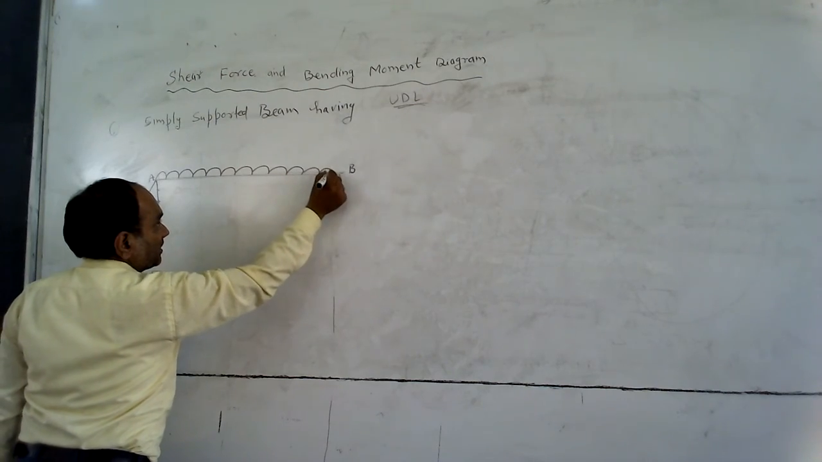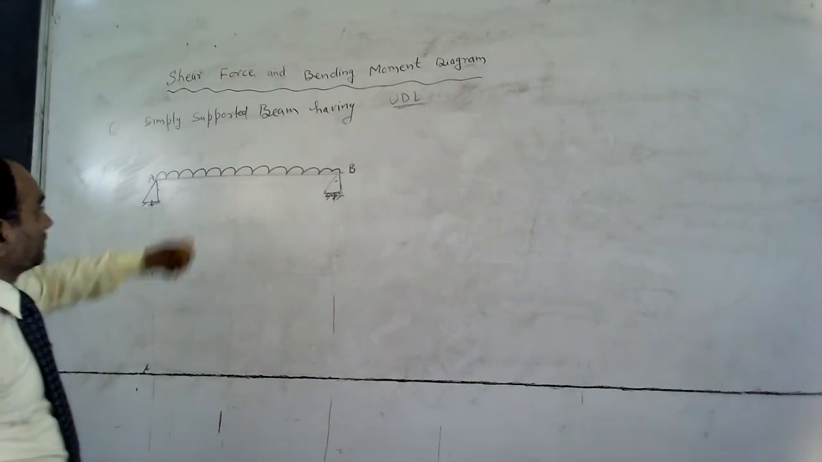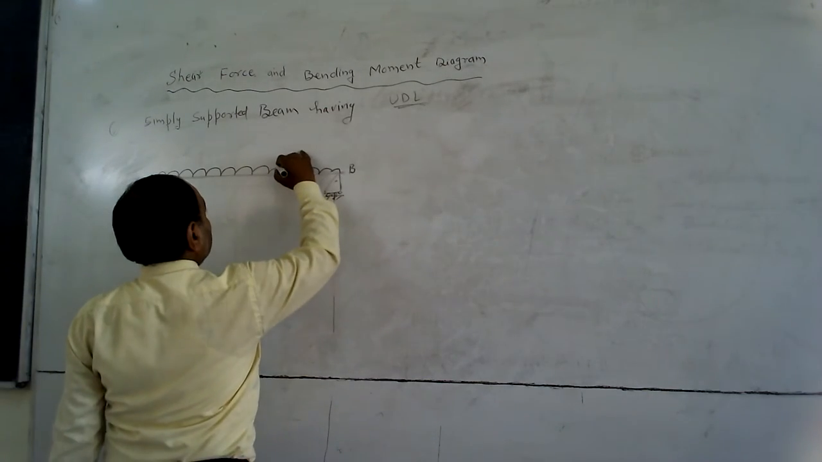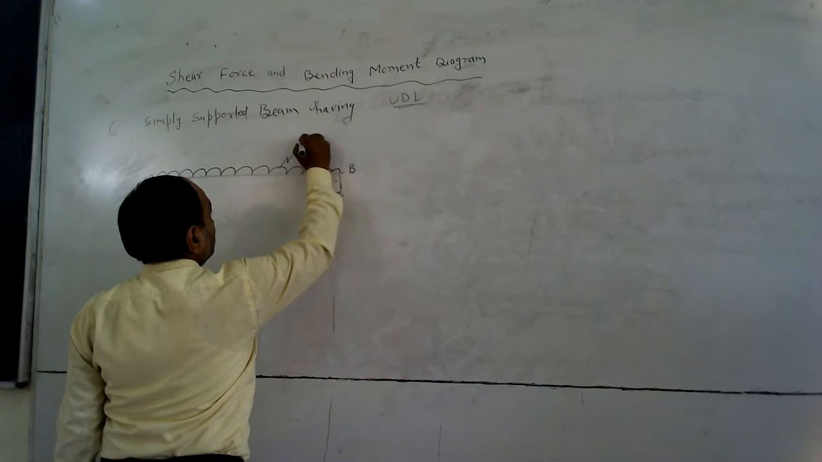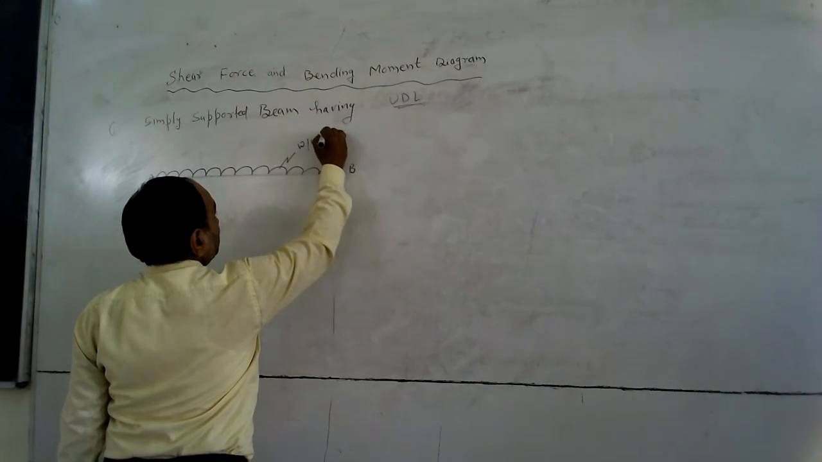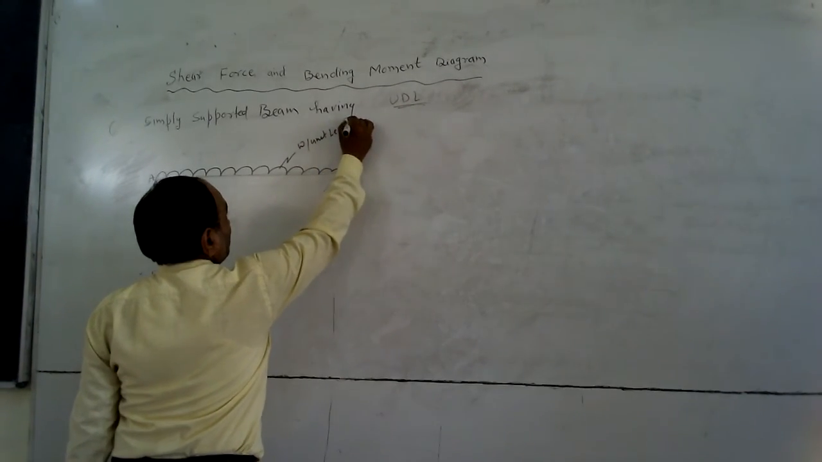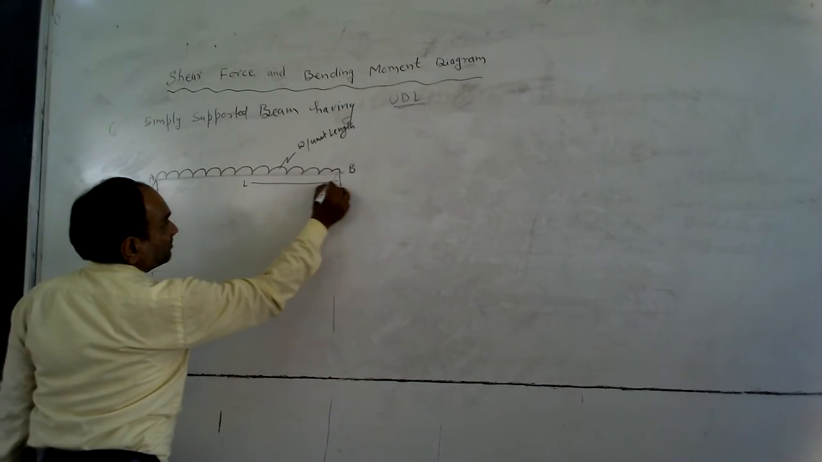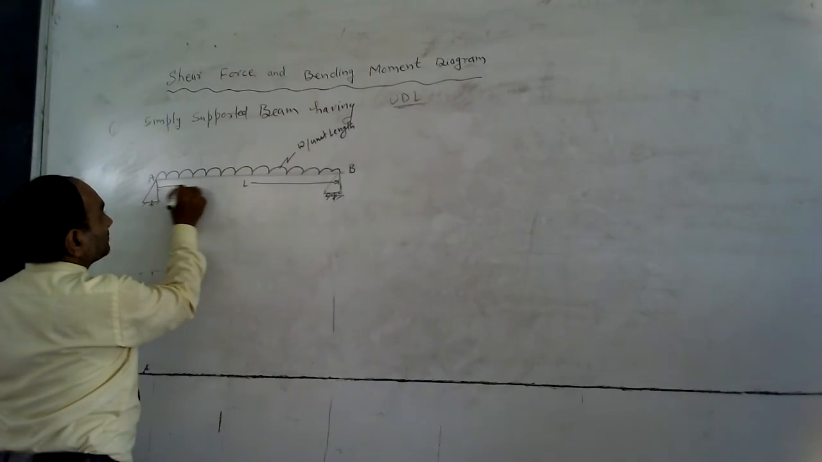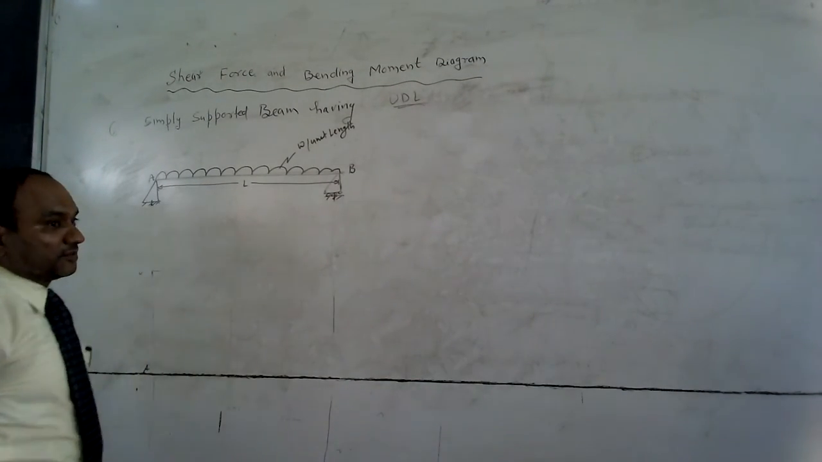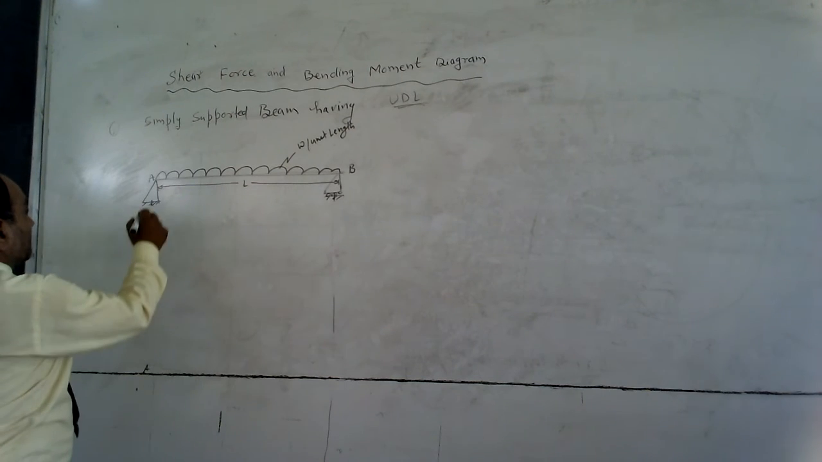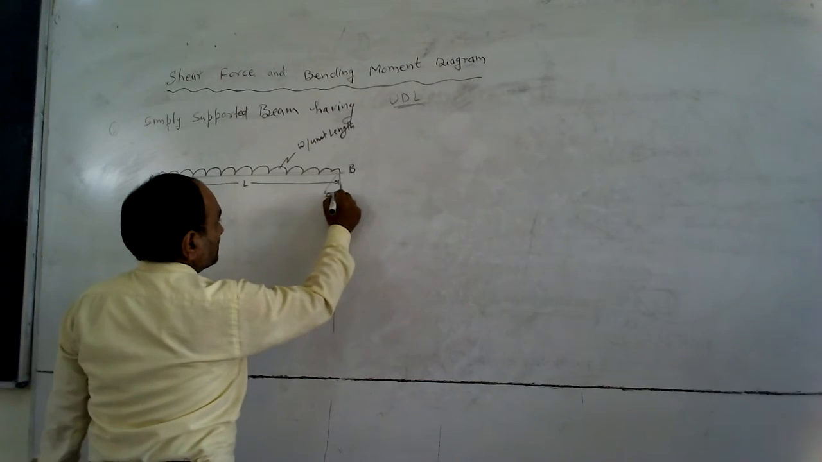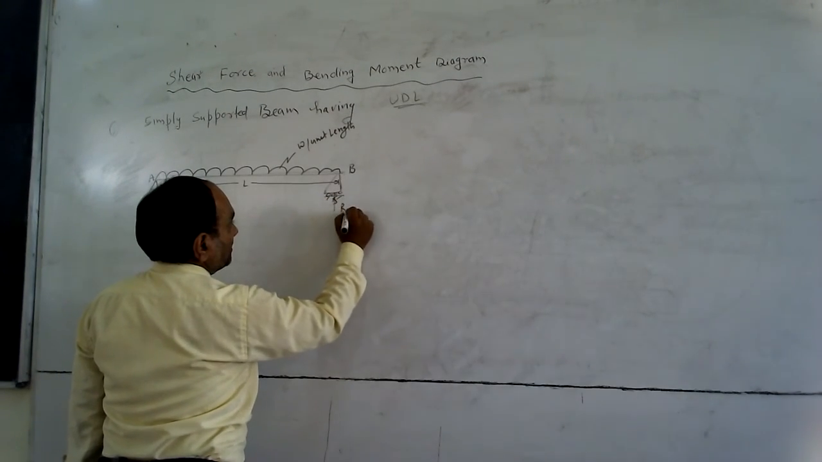This is the symbol of uniformly distributed load. So I have applied this UDL load over the whole length of the beam. The intensity of the load on this beam is w per unit length. The length of this beam is L. The reaction at point A is RA, and the reaction at point B is RB.